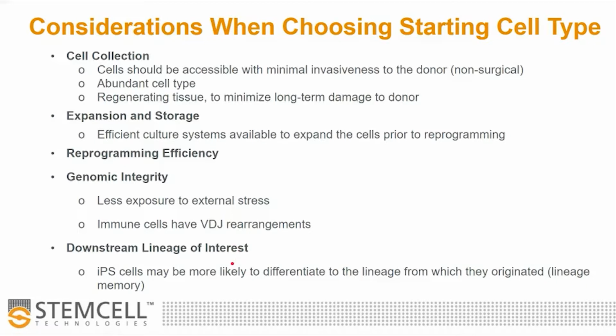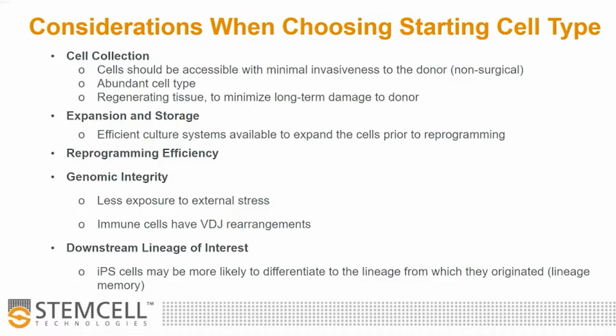And then something that's a little bit more controversial is the downstream lineage of interest. So iPSCs, there's a thought that iPSCs are more likely to differentiate into the lineage from which they originated. And this is a concept called lineage memory. And what we mean here is that if you take fibroblast cells, which actually derive from the ectoderm, and you reprogram them to induced pluripotent stem cells, there's a field of thought that they are more likely to differentiate to the ectoderm than to the mesoderm and the endoderm.